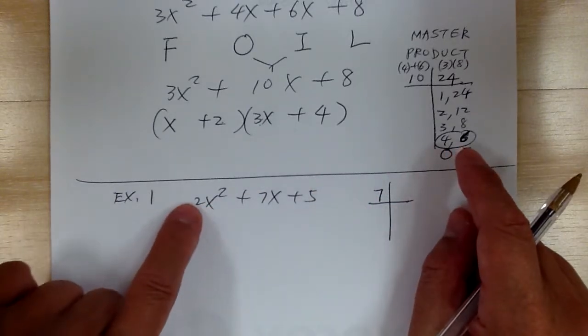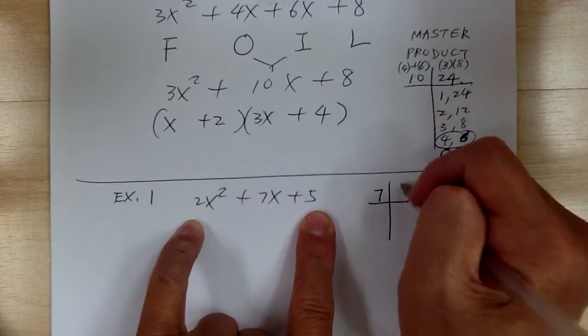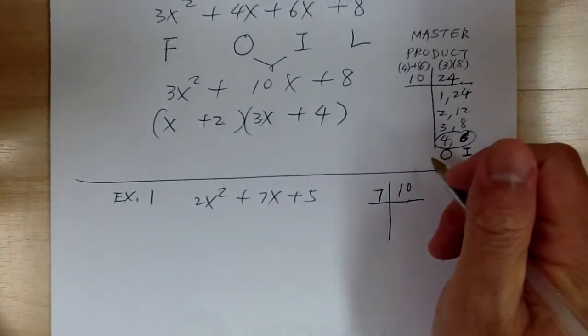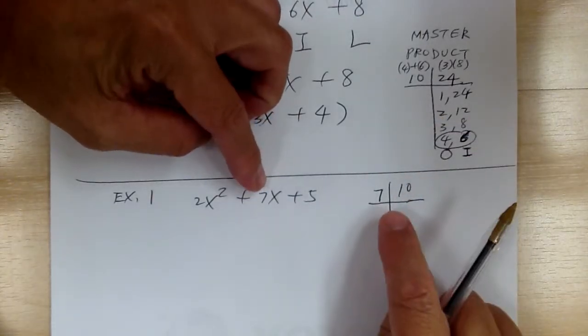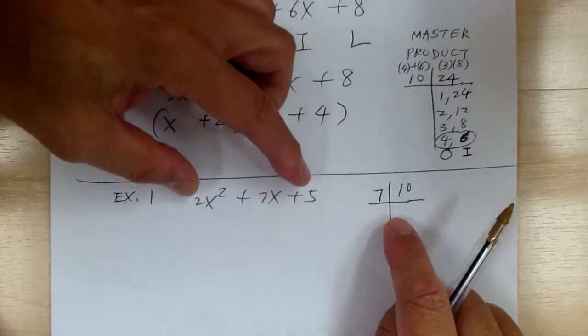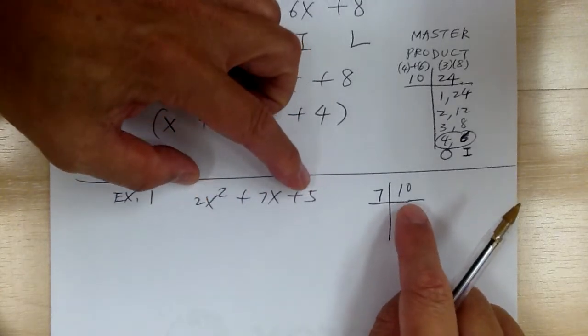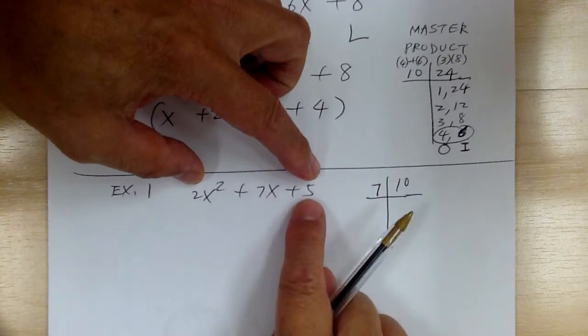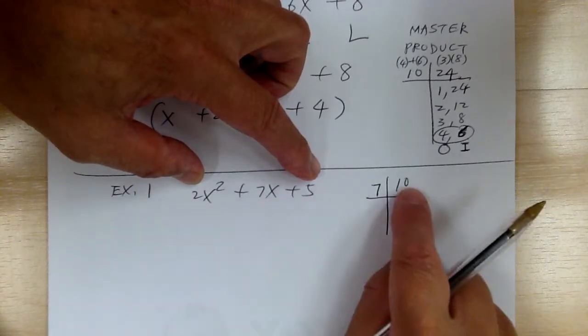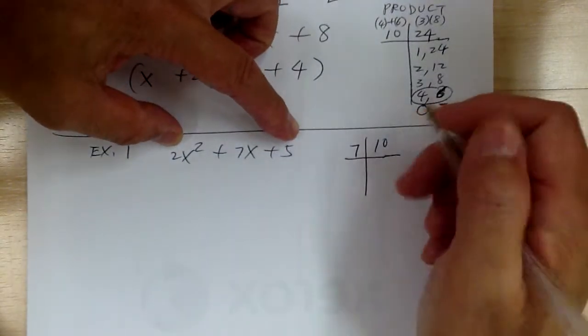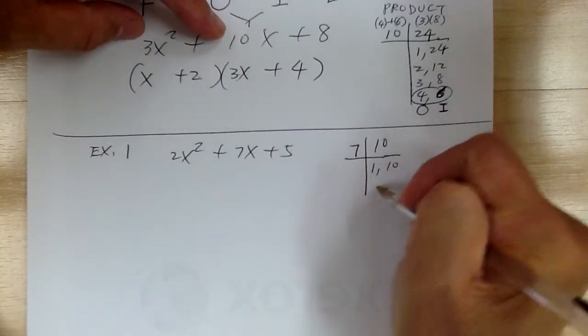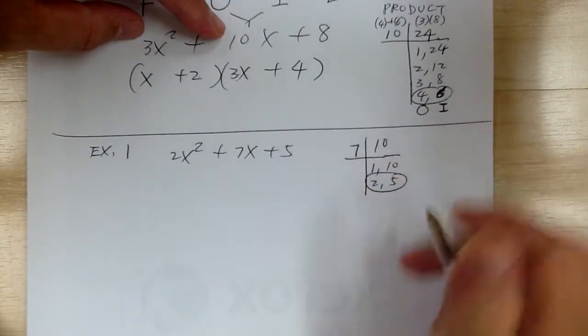But now, there's a number in front, so you have to multiply. So you're going to get 10, okay? Again, this came from the O and the I, this came from the F and L. So remember to multiply these two numbers to use these. You start with 1 comma 10, 2 comma 5, and that's it.